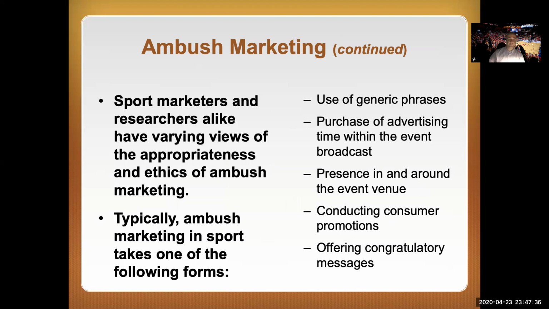Typically, ambush marketing in sport takes one of the following forms in order to get around some of the rules. Use of generic phrases, you know, New York City Marathon, race through the boroughs. Purchase of advertising time within the event broadcast, presence in and around the event venue, conducting consumer promotions. You think about everything that goes on around the Super Bowl. You're seeing everyone running Super Bowl ads and specials. Well, how many of them are actually official partners offering congratulatory messages?